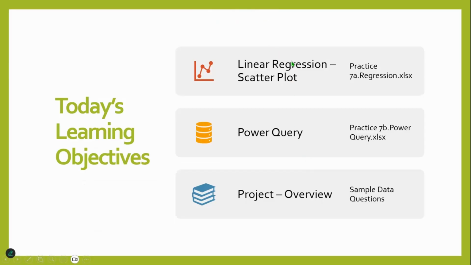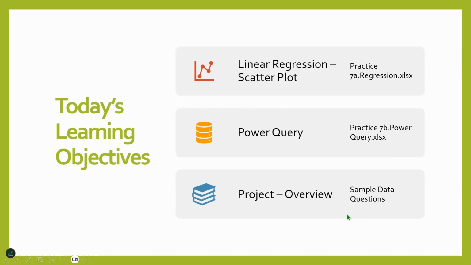We will talk some theory about linear regression, what is correlation, and how a scatter plot is going to help to analyze linear regression. Once we discuss the theoretical part, as usual, we will take this workbook and do some practice, all right? And I have one worksheet included for you to practice Power Query also, okay? So you can practice that as well.